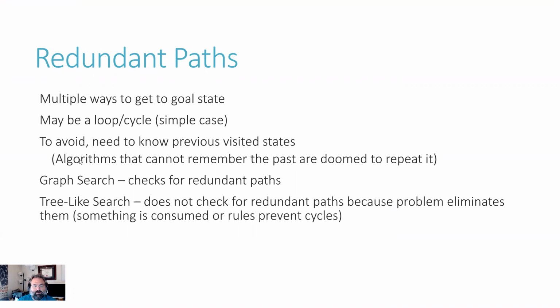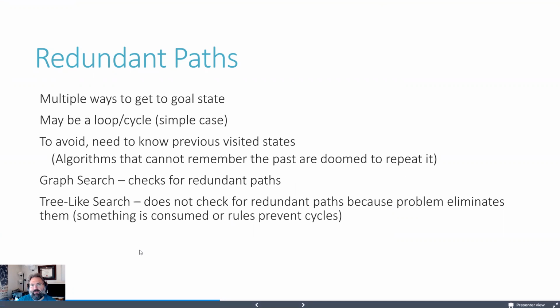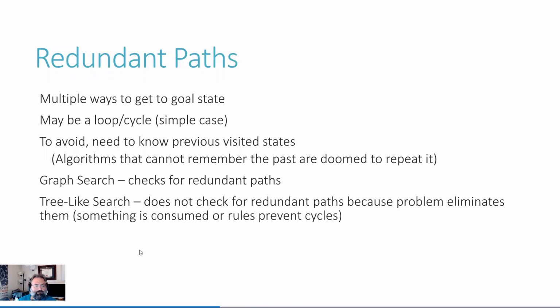The quote here is kind of humorous: algorithms that cannot remember the past are doomed to repeat it. So you may keep track of whether you've been to this node before. You may check for redundant paths using essentially a graph search.